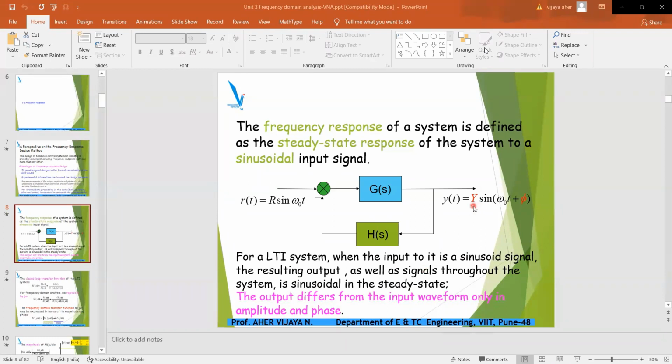See, here the amplitude has changed. What is the amplitude of the input sinusoidal signal? It is R. Frequency remains the same, omega 0 t. Both input and output are sinusoidal signals. What changes? Change in amplitude and change in phase only at the output, and hence the output differs from the input waveform only in terms of magnitude, or amplitude, and phase phi. Is this clear? What is frequency response? Any doubt up to this?